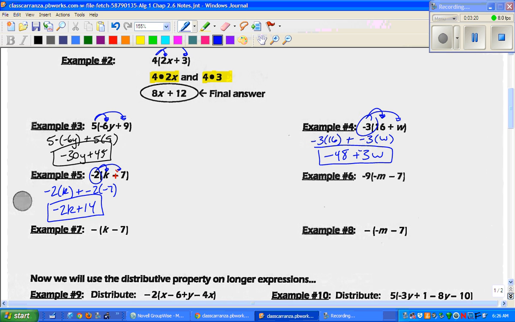All right, example number 6. Now, with that -m, you do not do click, click. Okay, you can only do click, click on subtraction, which is the 7 part. Okay? So -9 times -m plus -9 times -7, 9m plus 63.